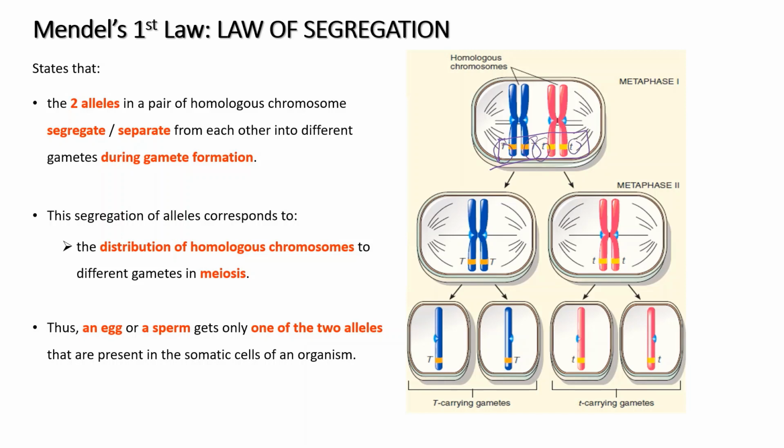During metaphase I of meiosis I, the homologous chromosomes align at the metaphase plate. Then during anaphase I, the homologous chromosomes segregate or separate into two different daughter cells. This separates the two alleles into different cells that later, at the end of meiosis II, produce gametes that carry different alleles.